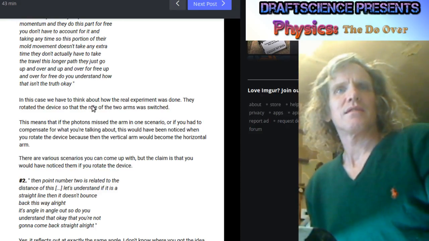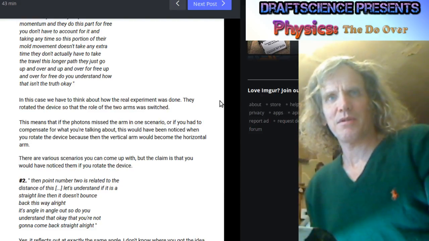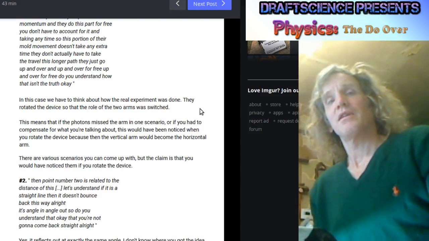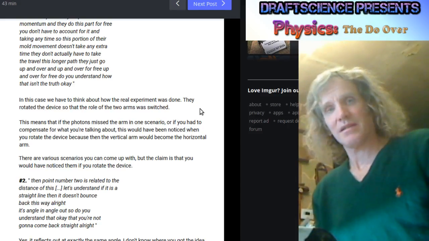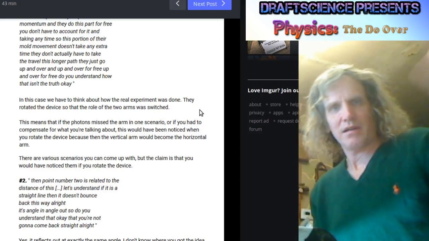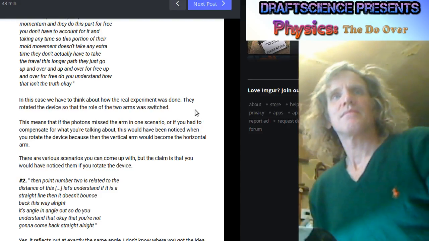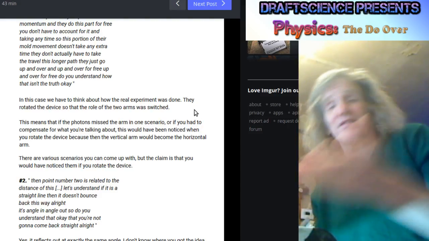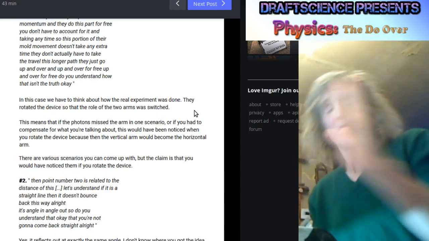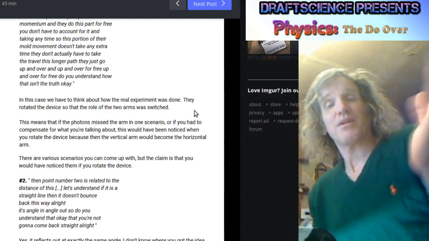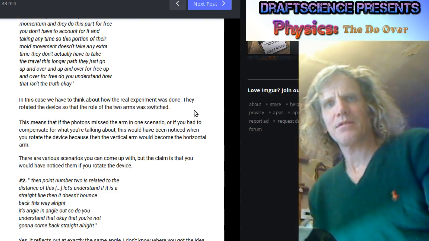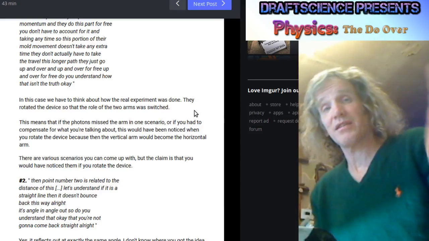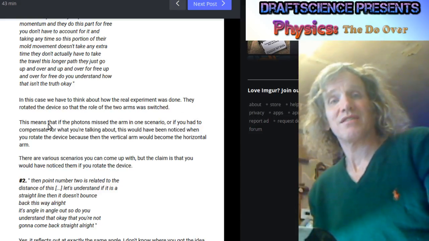Alright, and he says, in this case we have to think about how the real experiment was done. They rotated the device so that the role of the two arms was switched. And again, my point is if the two arms have exactly the same time, distance, then it doesn't matter where you rotate it. It's always going to be the same, because there's no difference in the two lengths. It looks like this one's not changing as much, but it does in fact change just as much as this one. That's the truth I'm arguing. So rotating wouldn't change that at all. It would just change the percentage, how much new distance is created.